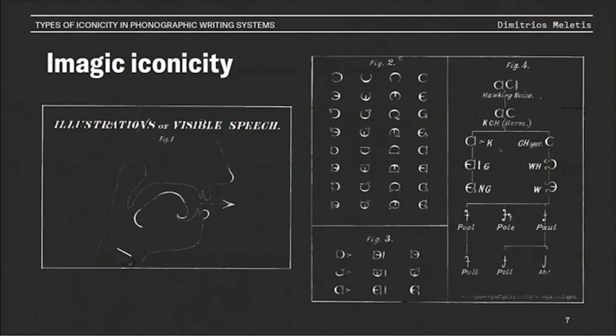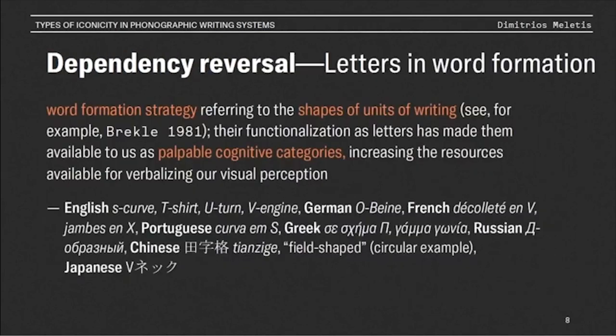And this is another example, visible speech, a system that was proposed that never really caught on, where you see a similar principle that the place and mode of articulation is depicted. A problem, of course, is then that the signs become very similar to each other, which is also a challenge in processing them. I want to give you one example where the dependency for once is, I think, reversed.